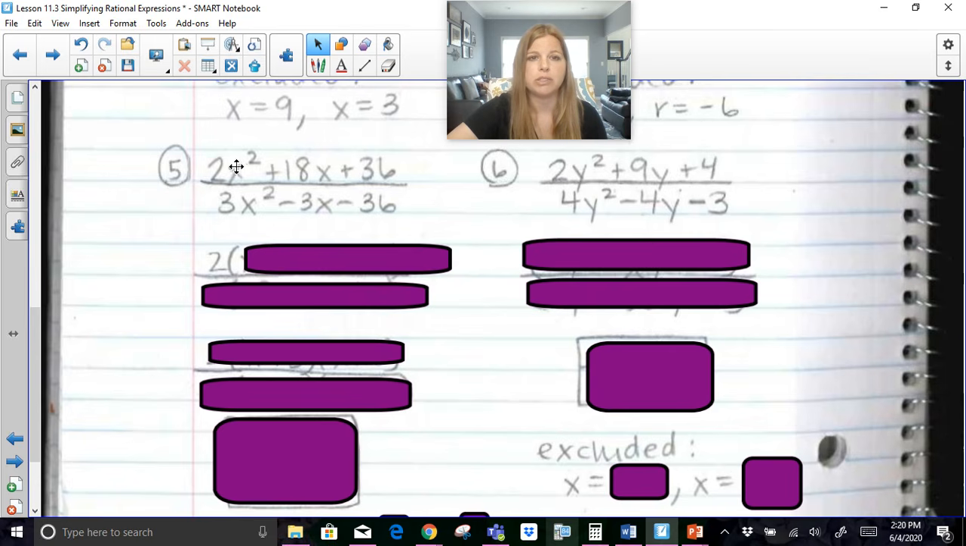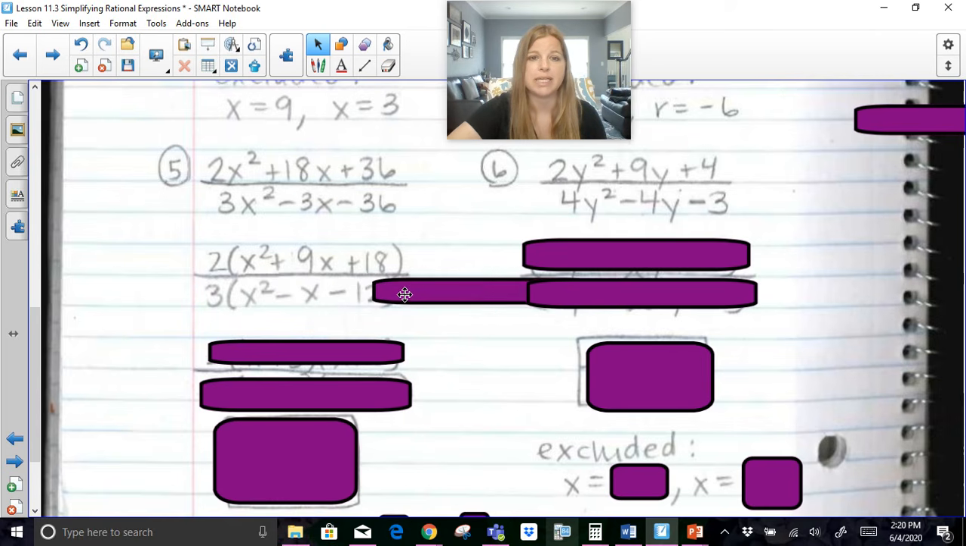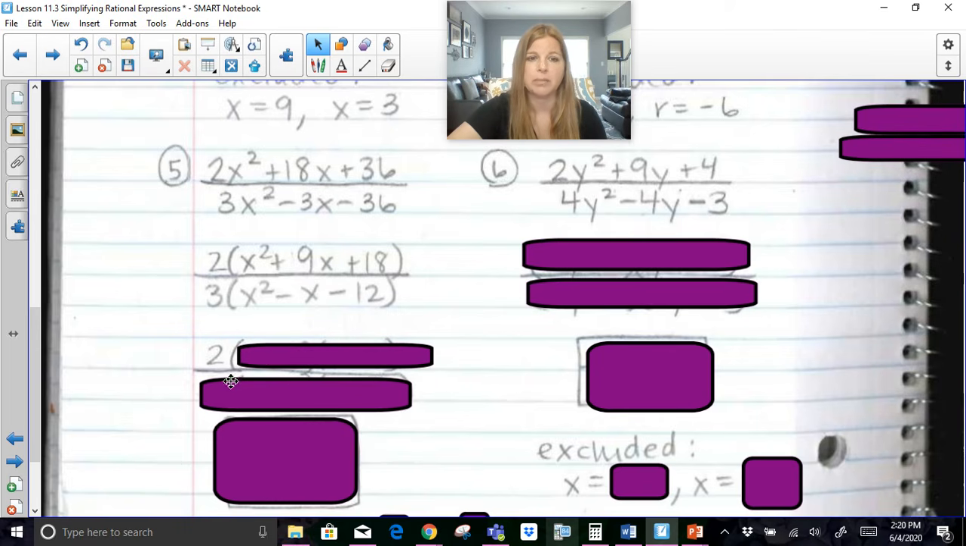So if I factor out a 2 from each one of these terms, I'm left with x squared plus 9x plus 18. Look in the denominator. I can factor a 3 out of each one of those terms. So I'm left with x squared minus x minus 12. Now remember, anytime we've ever factored a number out, it just hangs out there. We're not going to distribute it back in. We really are just worried about what's in the parentheses.